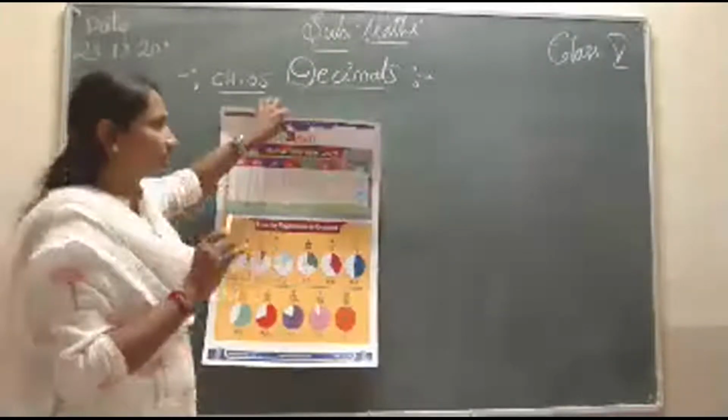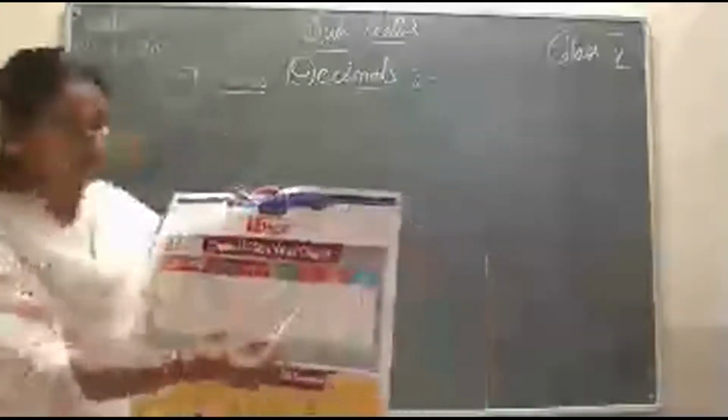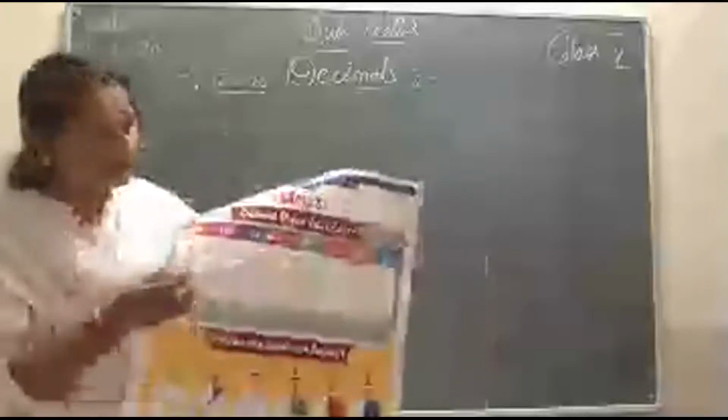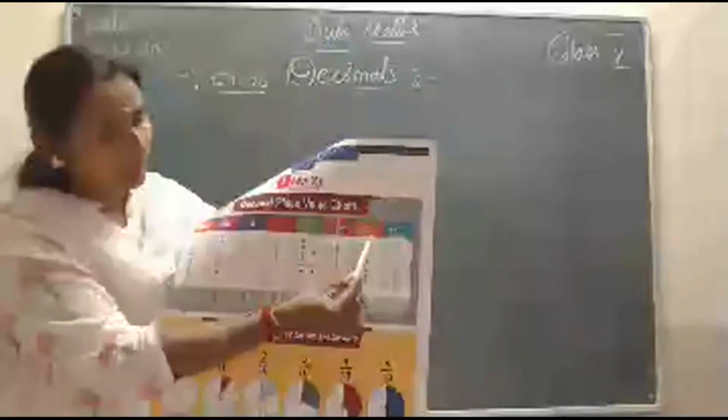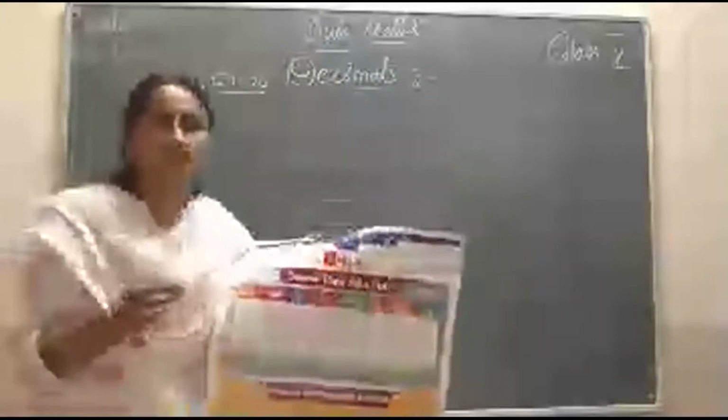Students, how many parts do decimals have? There are two parts. After the decimal point, you have to consider 1 by 10, which means tenths. So in decimals, afterwards, it is not ones. It is 1 by 10, which means tenths. Next is 1 by 100, one hundredth, and next is 1 by 1000, one thousandth.